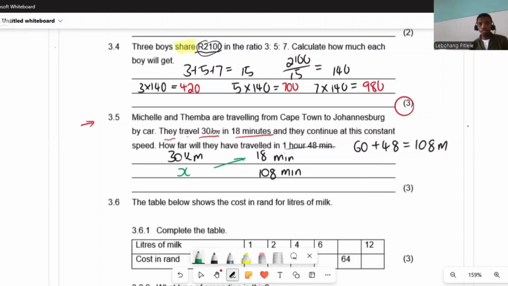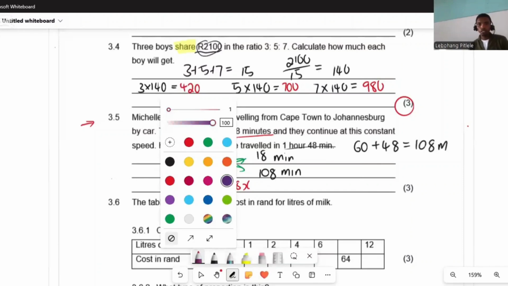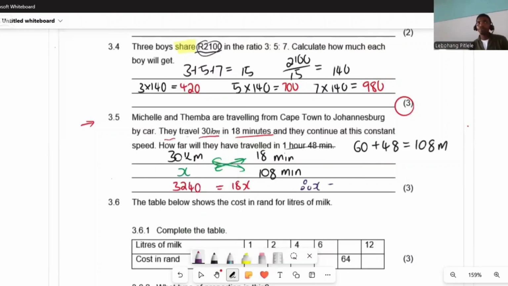Then we cross multiply. Then you guys said 30 times 108 is 3,240. In fact, let me just use a different color. 3,240. And then x times 18 is 18x, then you divide both sides by 18. Therefore, our x will give us how much? 180. 180 kilometers.